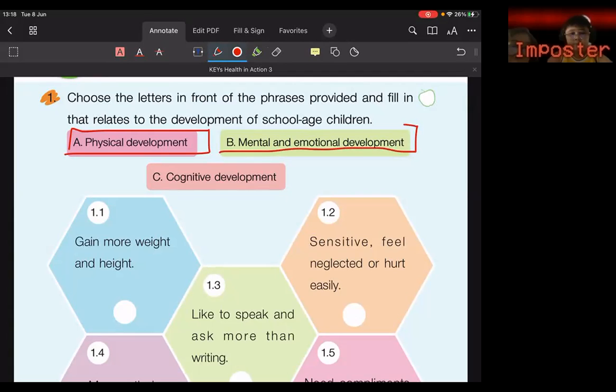B is your mental and emotional health, or emotional development. Your mental is inside your brain. How are you feeling with your emotions? Someone who gets angry very easily will always start to shout because they cannot control their emotions. Whereas if you have good emotional and mental health, you'll know when to do things at the right time.